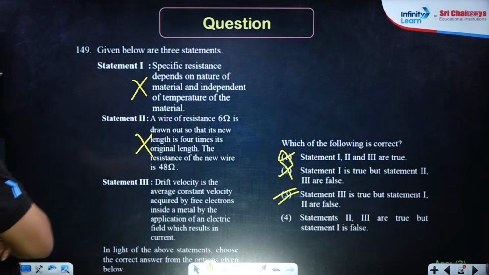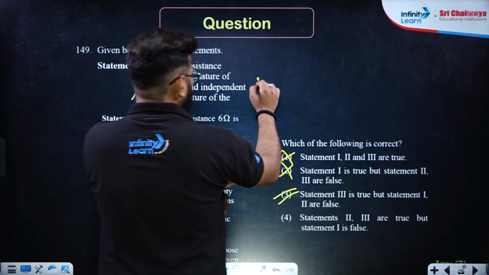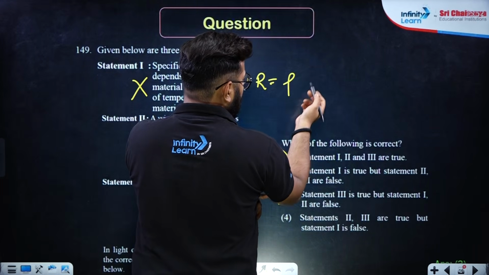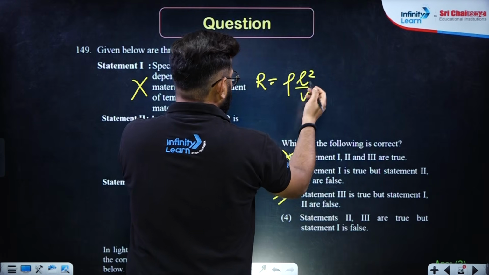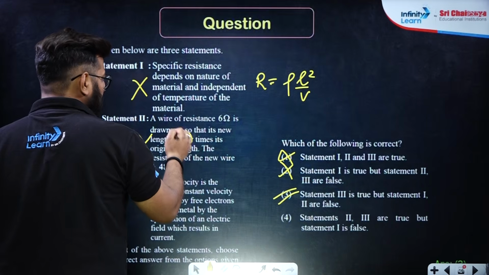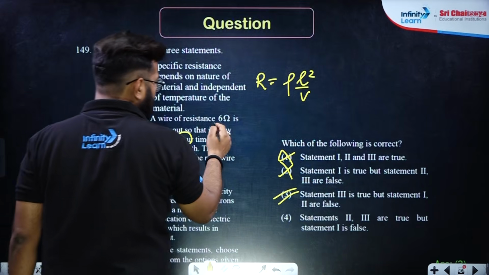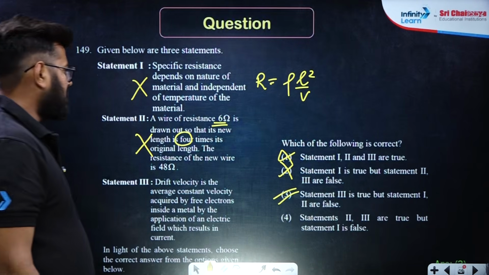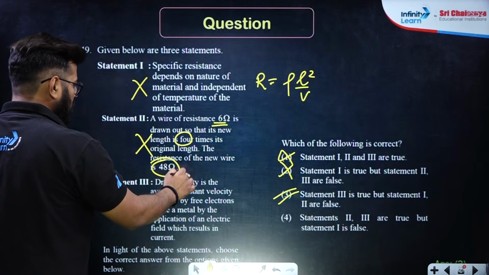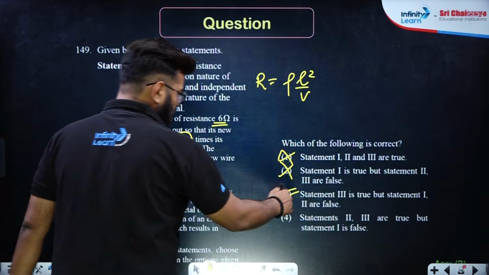Option number 3 is the right answer, because resistance R equals rho L upon A, multiplied by A and length, so it will be rho L square upon volume. So if you increase the length by 4 times, it will become 16 times. 16 6s is 96. So obviously 48 is not the right answer. So option number 3 is correct.